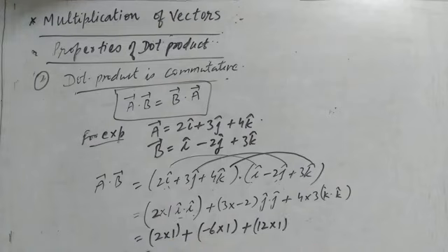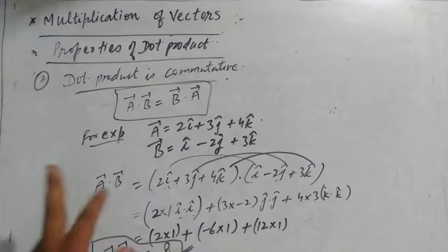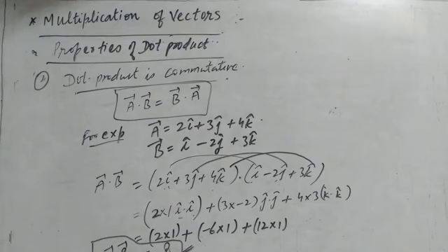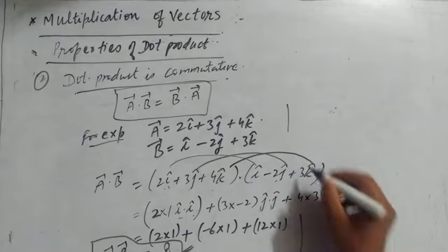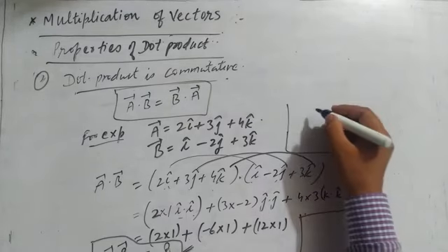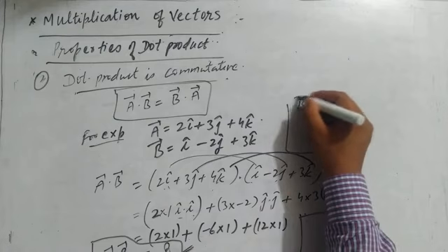So this becomes 8. 12 plus 2 becomes 14, minus 6 is 8. So a dot b comes out to be 8. That is a scalar, that is only a number, so it is called a scalar product also. Now we will find out b dot a.